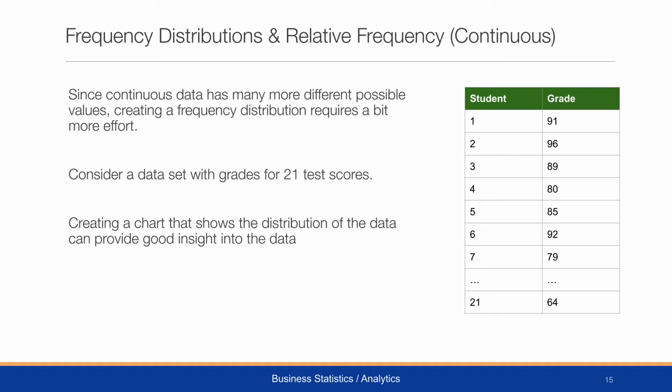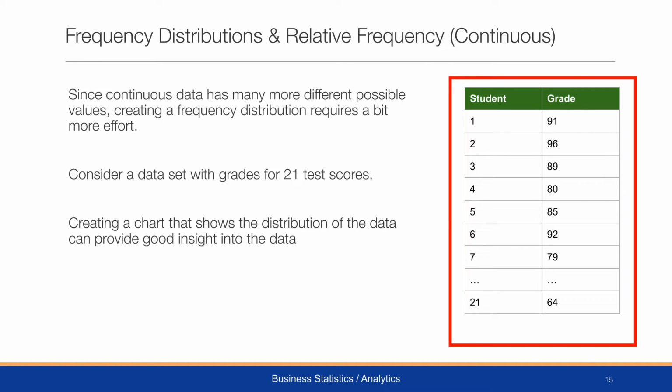So let's take an example here. Let's say that we have a data set with grades for 21 test scores. Now here I've noted it 1 through 7. The ... means everything from 8 all the way through 20, and then the last one shown 21. The grades are on the right, 91, 96, 89, and so forth.